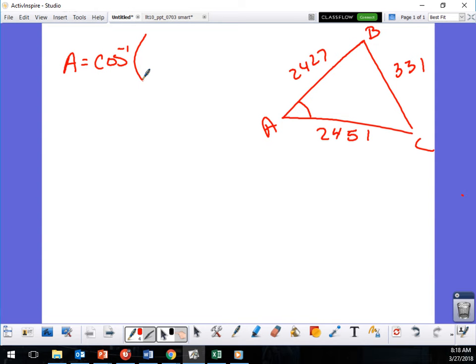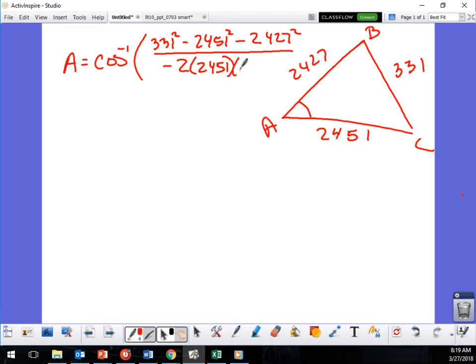So, how's this go? 3,3,1 squared minus 2,4,5,1 squared minus 2,4,2,7 squared. I need to fix that because it looks like a plus right there. There we go. All over negative 2 times 2,4,5,1 times 2,4,2,7.